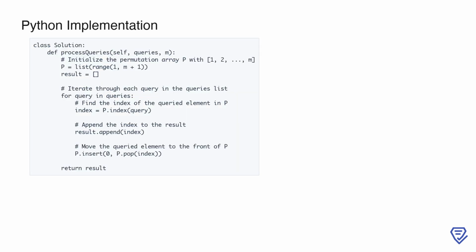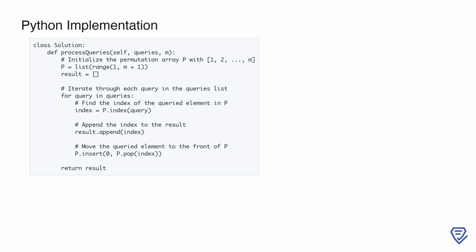This solution addresses LeetCode problem number 1409, Queries on a Permutation With Key, by simulating the operations on a permutation list. The permutation, initially set to 1, 2, ..., m, is modified for each query. The queried number is located in the permutation, its index is recorded, and the number is moved to the front of the list. The algorithm begins by initializing the permutation array P as a list of integers from 1 to m. It also creates an empty list result to store the indices.